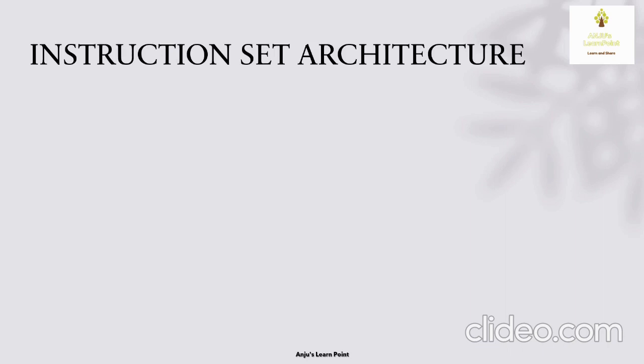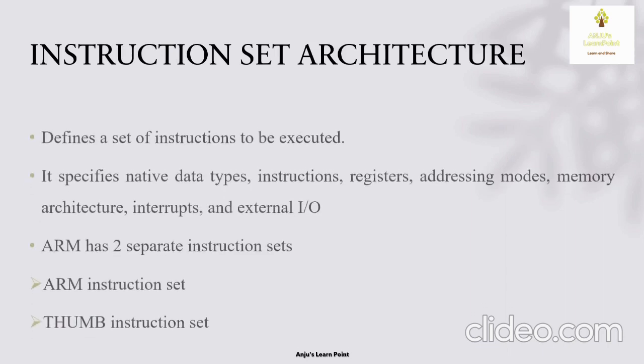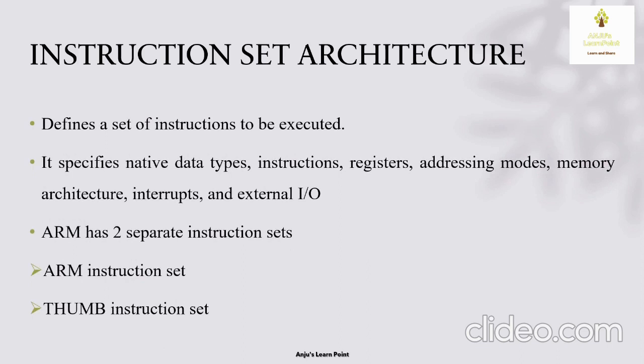It describes how the microprocessor processes various instructions. ISA, or the instruction set architecture, defines a set of native instructions to be executed. So it basically specifies the data types, the instructions, the registers, the addressing mode, memory architecture, interrupts and external input output. So ARM can be said to have two separate instruction sets.